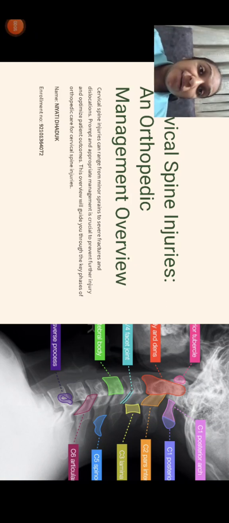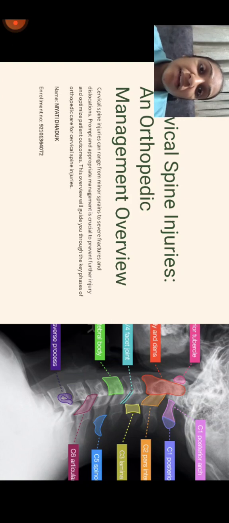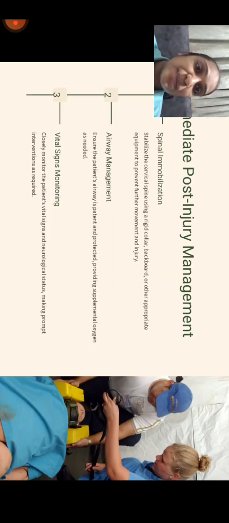Today's topic is cervical spine injury, phase 1 and orthopedic management overview. Cervical spine injury can range from minor sprains to severe fractures and dislocation. Prompt and appropriate management is crucial to prevent further injury and optimize patient outcomes. This overview will guide you through the key phases of orthopedic care for cervical spine injury.